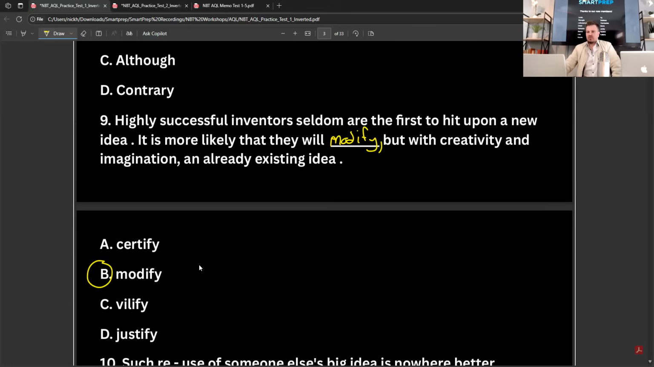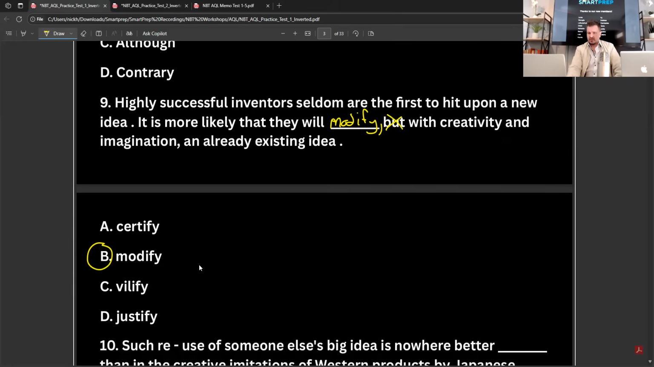It is more likely that they will modify, but with creativity and imagination, an already existing idea. And I would probably remove "but" from this too. It is more likely that they will modify with creativity and imagination an already existing idea. Okay, so I don't really like the "but". It makes it a little bit confusing, but the answer is modify.